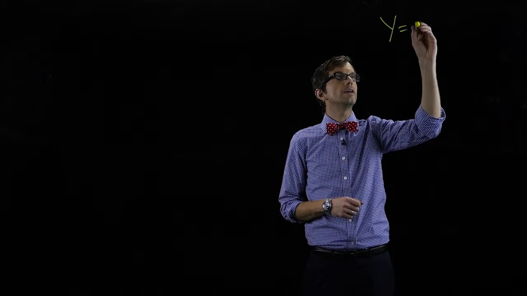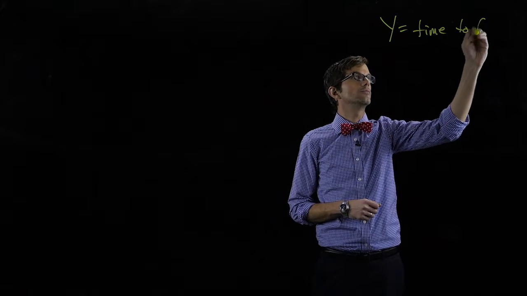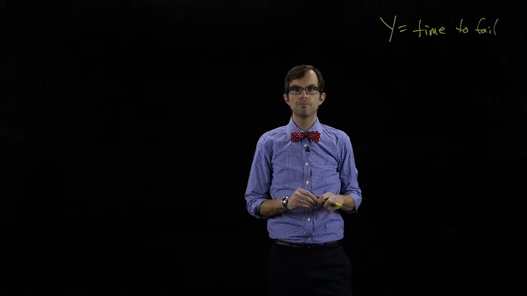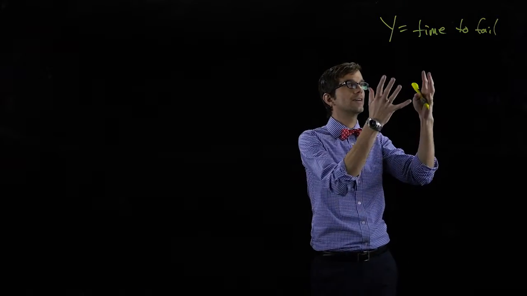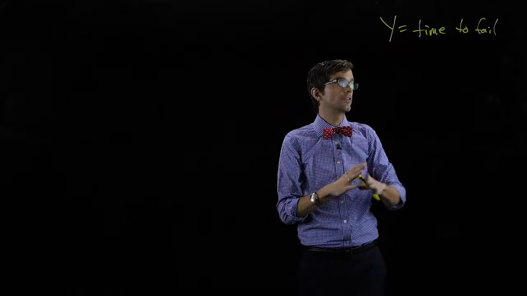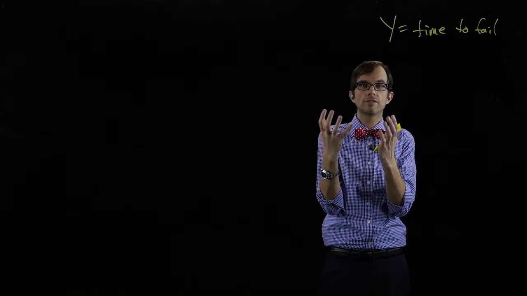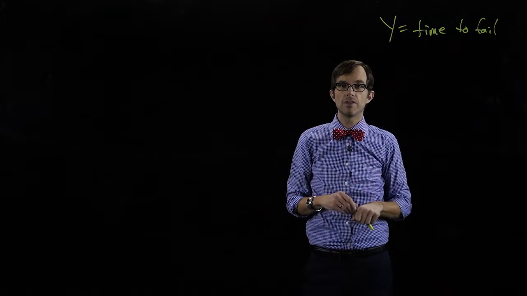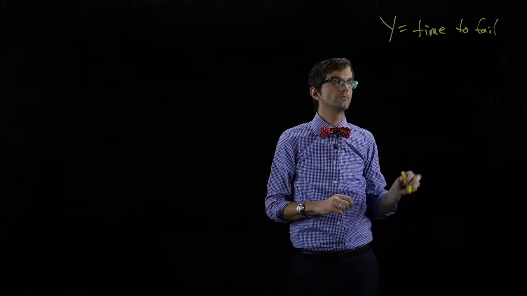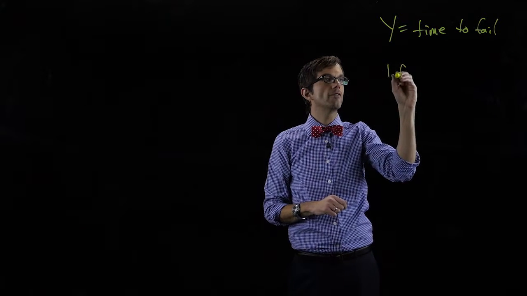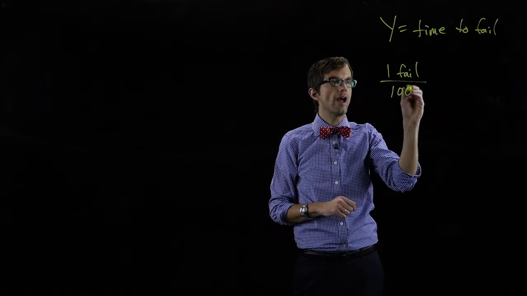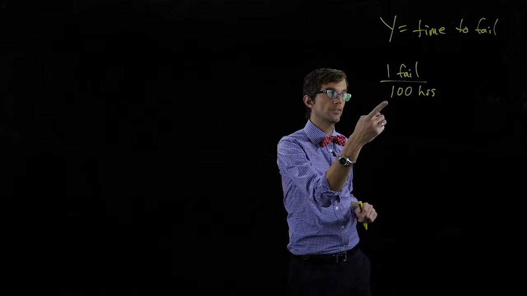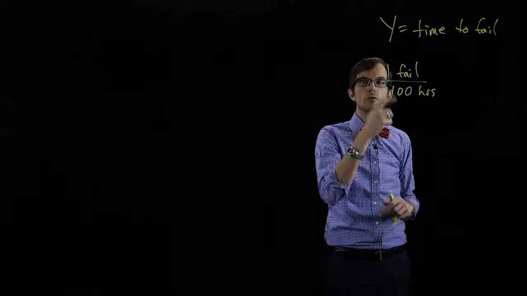Okay, so let's say we have an exponentially distributed random variable y that describes the time to failure, because the time to failure would be the service life, essentially. Service life of any kind of system would be its time till failure occurs. And we see that we have an average service life of 100 hours. So we see one failure per 100 hours.